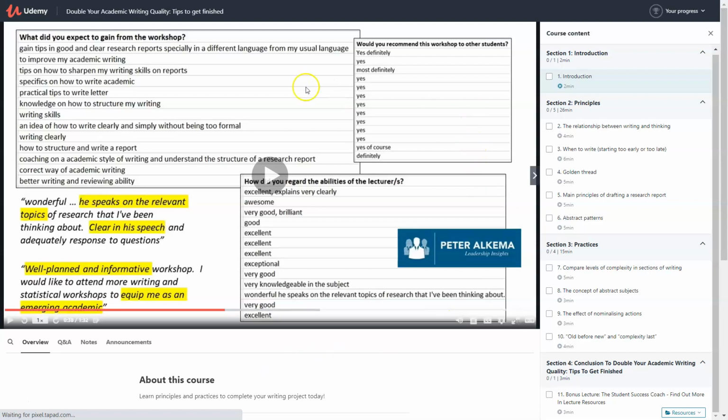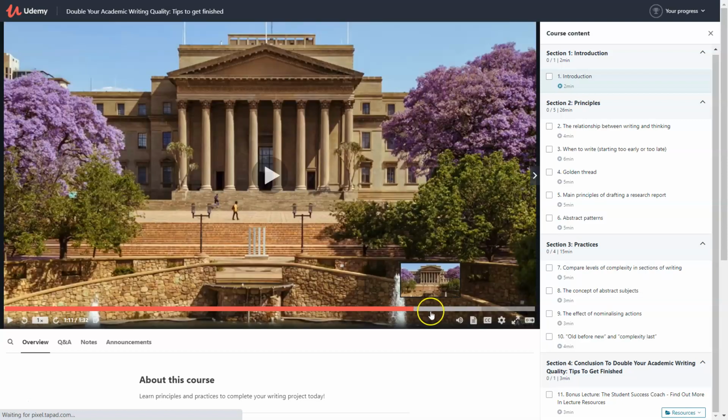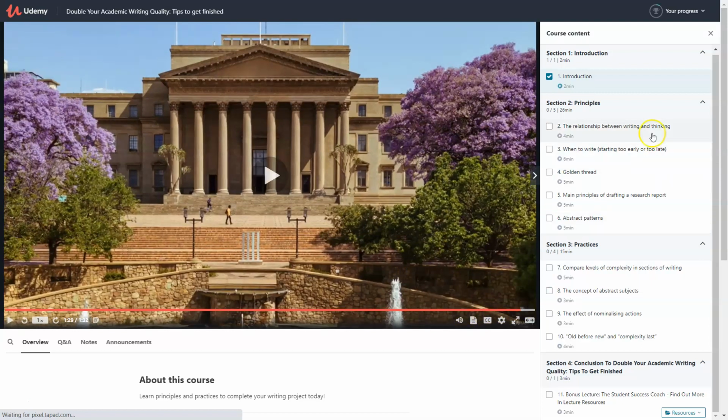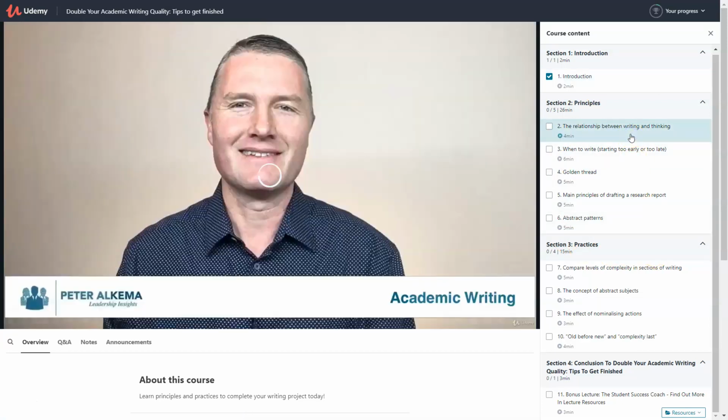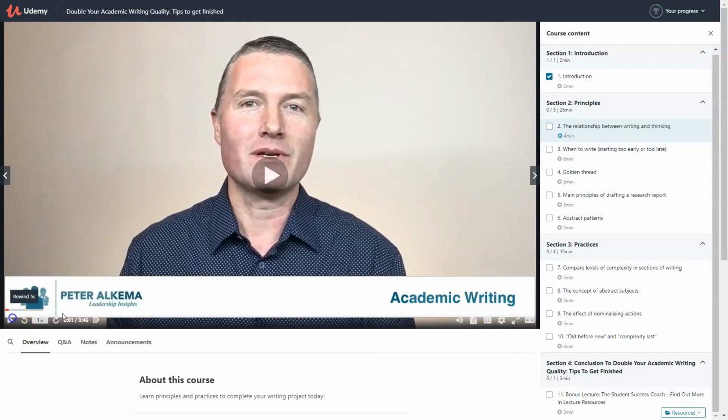We used to run feedback surveys from the workshop every time that we ran it, probably in about June or July every year. So I give a little bit of context. There's Wits University. This is all just by way of introduction to the course. And then I go into the first section, so section 2 up here, really, which is the main principles of writing. Talk about the relationship between writing and thinking.